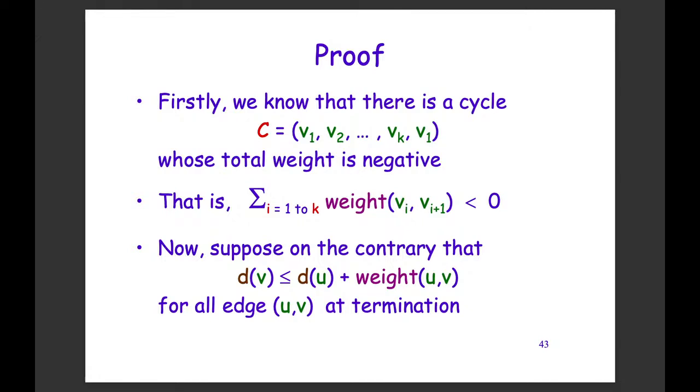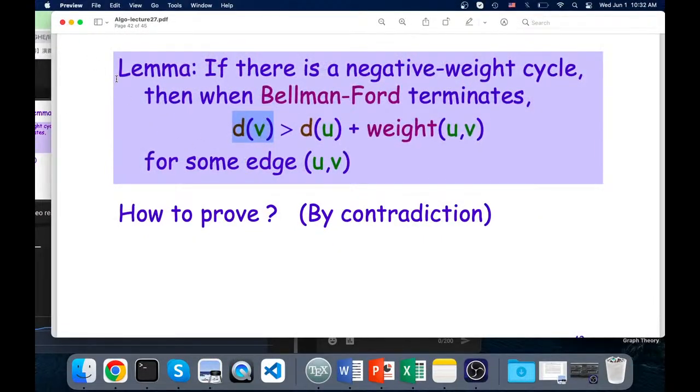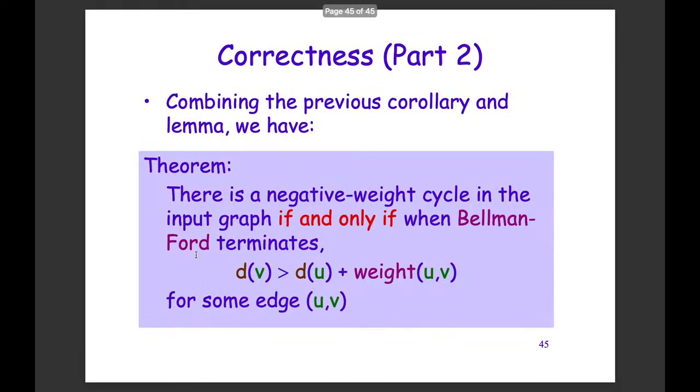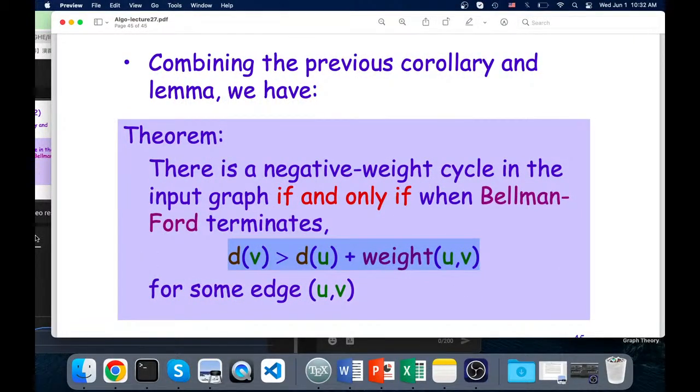You can prove this by contradiction. Whenever there is no negative cycle, this cannot happen. So if this happens, then that means that there is a negative cycle. Okay, so overall speaking, what do we have? This is the result. It combines all: whenever there is no negative cycle, Bellman-Ford works, and if there is a negative cycle, then we can find out something wrong. So this is the correctness theorem, if and only if. I think that's all for what I want to show you today.